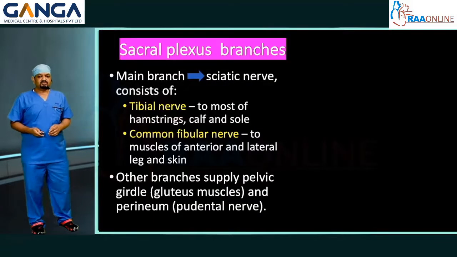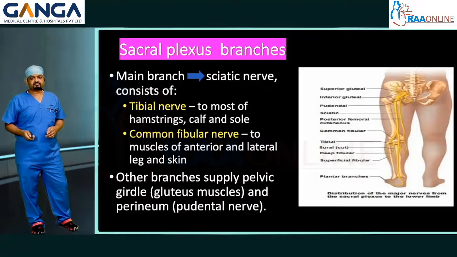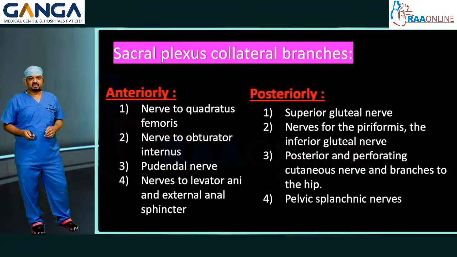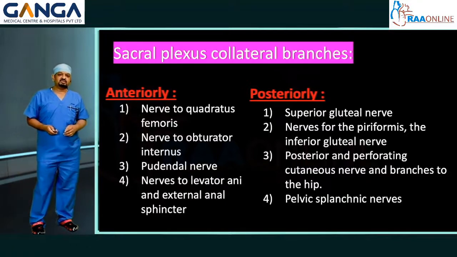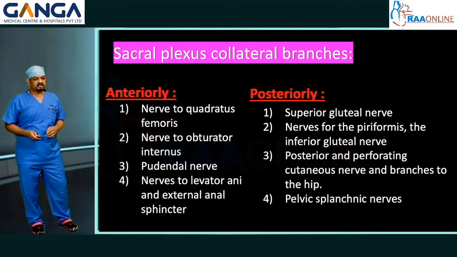So what are the branches of the sacral plexus? The main branch is the sciatic nerve, which consists of the tibial nerve and the common fibular nerve. Other branches supply the pelvic girdle and the perineum. The other collateral branches are anterior and posterior branches. Anterior branches are the nerve to quadratus femoris, nerve to obturator internus, pudendal nerve, and nerve to levator ani. Posteriorly it gives the superior gluteal nerve, nerve to piriformis, inferior gluteal nerve, posterior and perforating cutaneous branches, branches to the hip, and the pelvic splanchnic nerve.